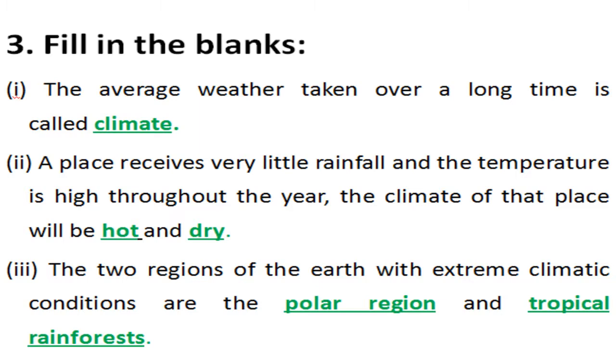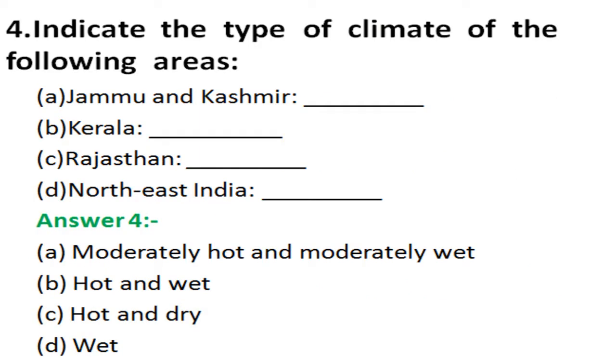Our next question is question number 4. Indicate the type of climate of the following areas: Jammu and Kashmir, Kerala, Rajasthan, Northeast India. You have to identify the climate of that particular place. So Jammu and Kashmir would be having moderately hot and moderately wet climate.